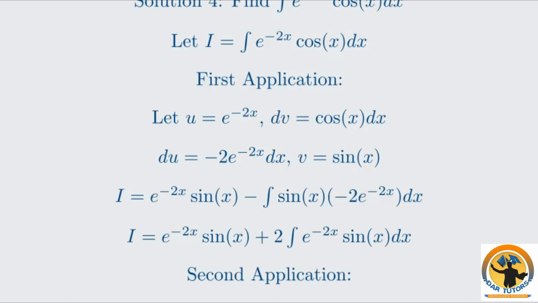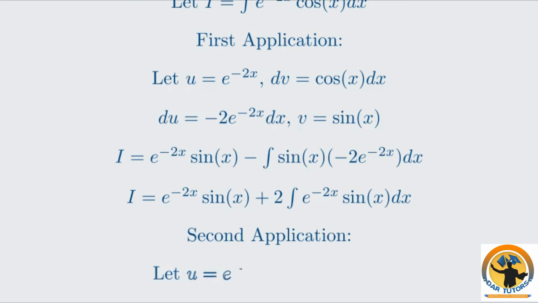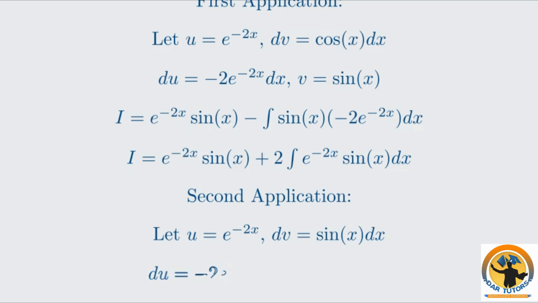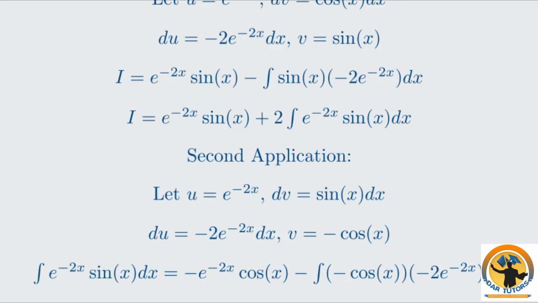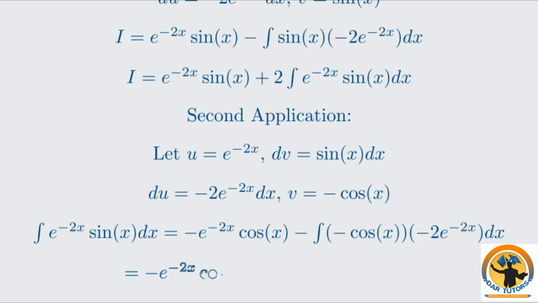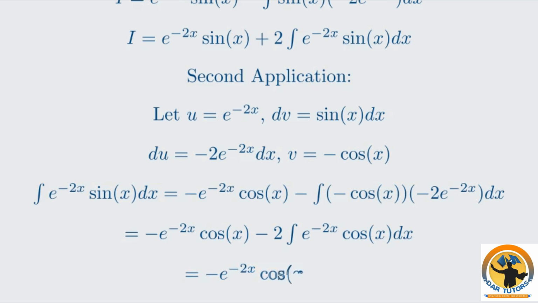For the second application, we integrate e to the power of negative 2x sine of x. We choose u equals e to the power of negative 2x and dv equals sine of x dx. This gives du equals negative 2e to the power of negative 2x dx and v equals negative cosine of x. The second integral is negative e to the power of negative 2x cosine of x minus the integral of negative cosine of x times negative 2e to the power of negative 2x dx. This simplifies to negative e to the power of negative 2x cosine of x minus 2 times the integral of e to the power of negative 2x cosine of x dx. Notice this is negative 2I.